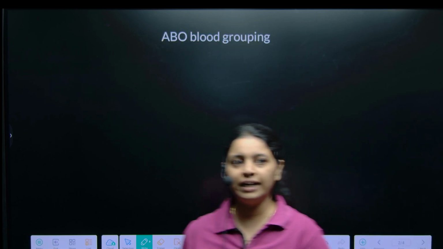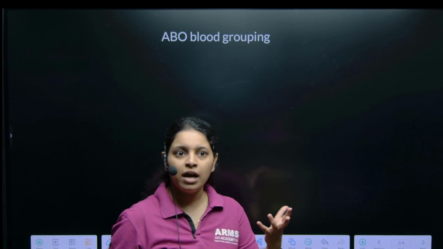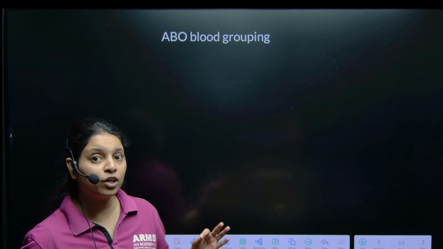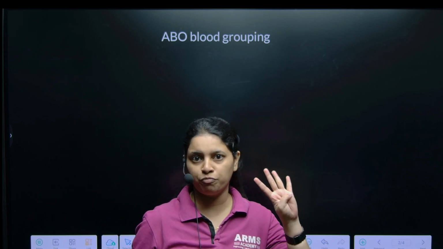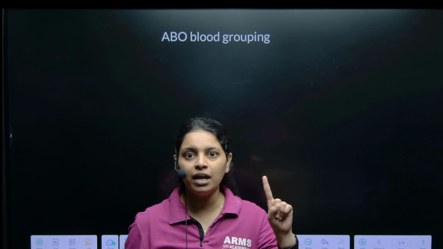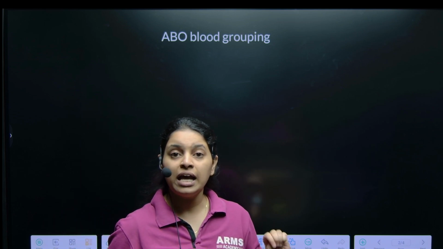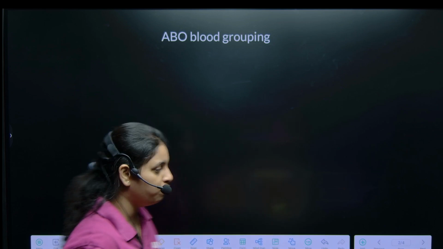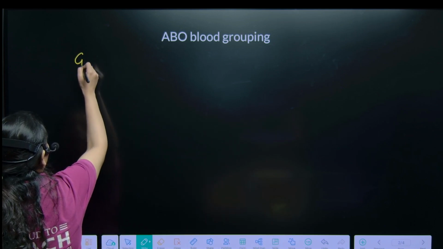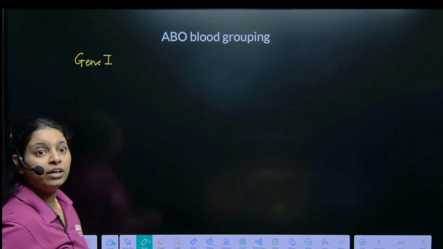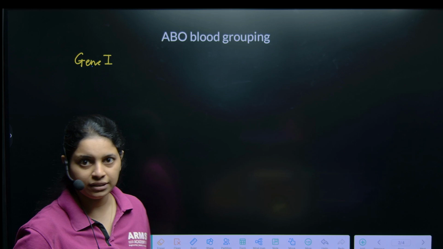So let's study some of the basics of the ABO blood grouping system. According to the ABO blood grouping system, we have four types of blood groups: A, B, AB, and O. Now there is a single gene, which is gene I, which is responsible to control the ABO blood grouping system.